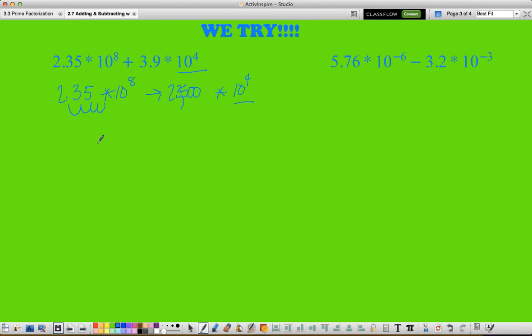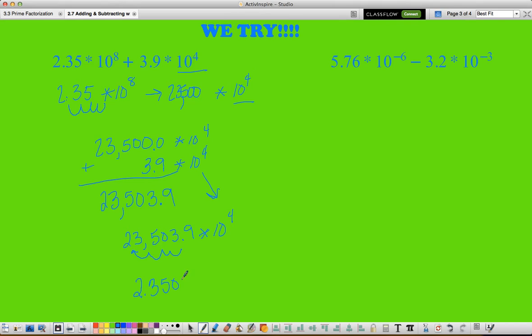Now that these are the same, I can line up my numbers. So 23,500 plus 3 and 9/10. Add a decimal, add a 0. So I get 23,503 and 9/10. Then I keep it times 10 to the 4th power, because now both of these are times 10 to the 4th. And I have to move my decimal 1, 2, 3, 4 places to the left. So I have to add 4 to my exponent. So 2 and 35,039 hundred thousandths times 10. Oops, not to the 6th, to the 8th power.